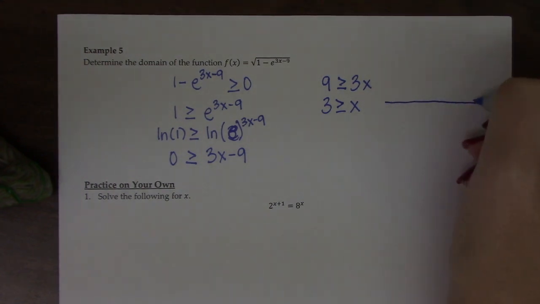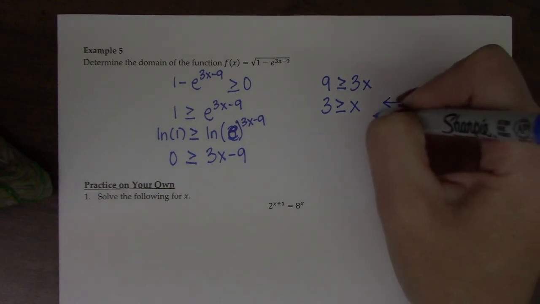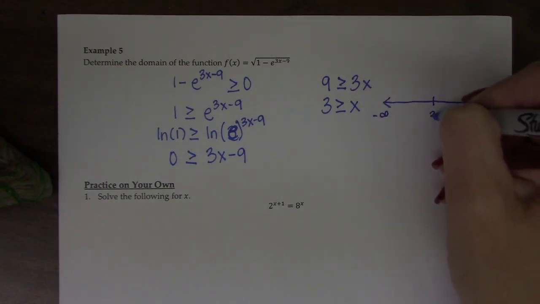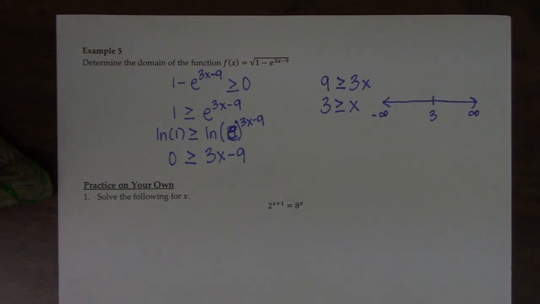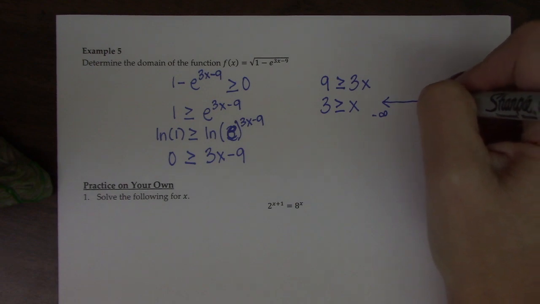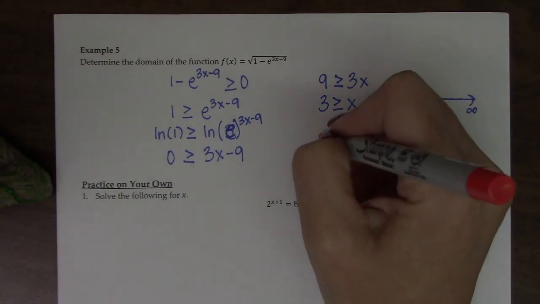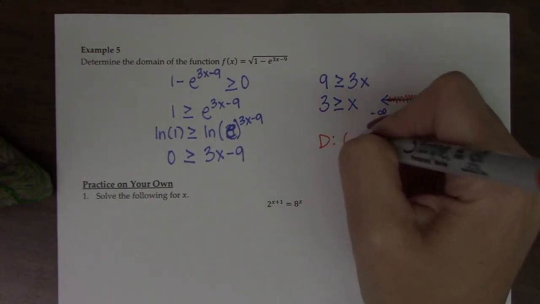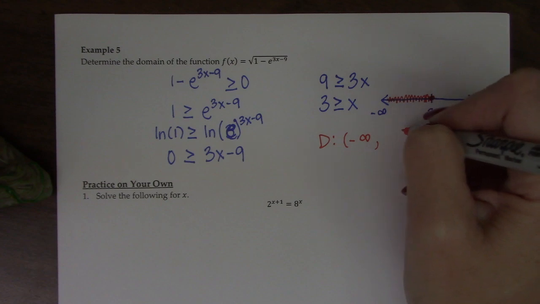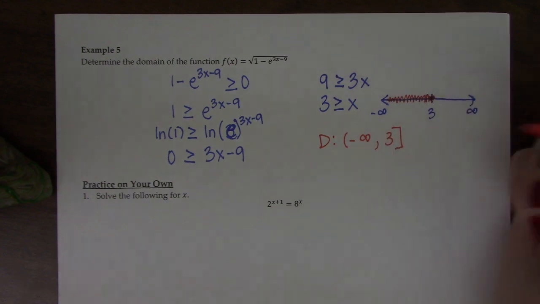So if I sketch this out on a number line, here's 3. And if I draw this inequality, what it's saying is x is allowed to be 3, but x needs to be smaller than 3. So the domain is negative infinity to 3 included.